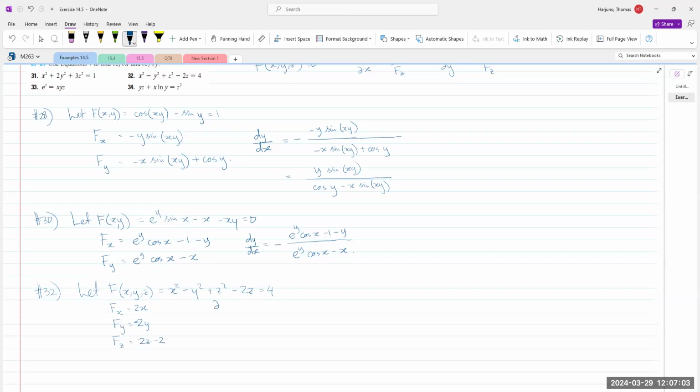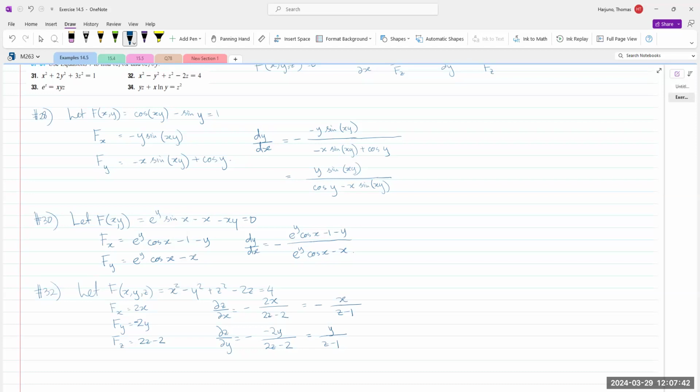Therefore, dz/dx will be negative f sub x over f sub z. Cancel the 2, we get negative x over z minus 1. dz/dy will be negative f sub y over f sub z. That will be y over z minus 1. Okay, a lot simpler, right? A lot simpler.